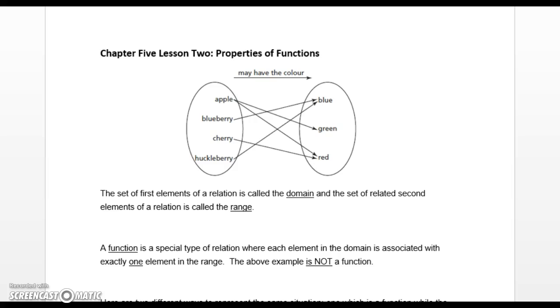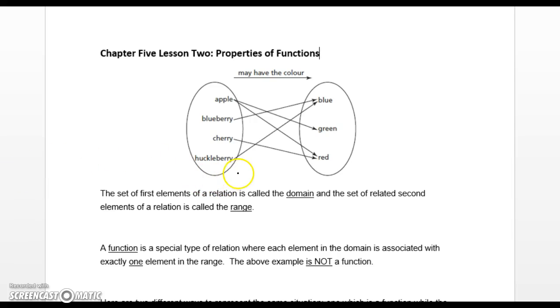In this video, we're going to look at Lesson 2 from Chapter 5, which is looking at properties of functions. So in this picture that we have here, this is what we call an arrow diagram, which is what we saw in the previous lesson. So an arrow diagram represents a relationship between two sets of data.